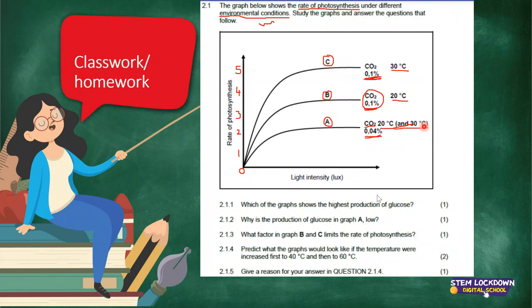Guys, can I get an answer for question 2.1.4? If they increase the temperature to 40 and then increase it to 60 degrees, what will happen to the graphs? How will the graphs be like? If they change the temperature to 40 and then to 60.